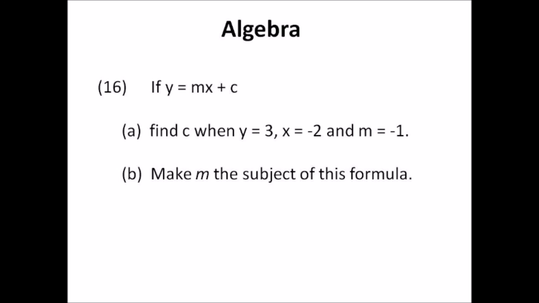If y is equal to mx plus c, a, find c when y is equal to 2, x is equal to negative 2, and m is equal to negative 1. B, make m the subject of this formula. So go ahead, work it quickly, put your numbers in, and find c, and then make m the subject. Be careful with the negative 2 and the negative 1. The calculator can help you here if you need it.